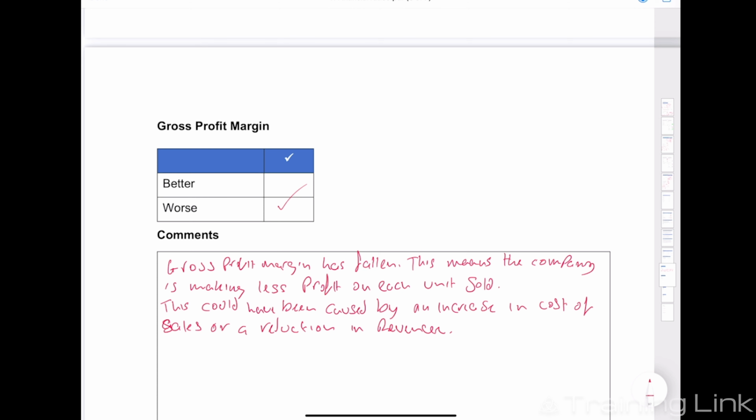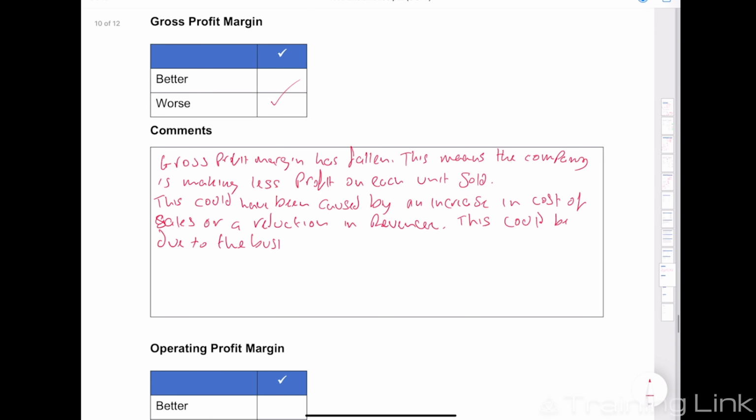So in terms of a reduction in revenue, think of a reason why that might have been. So it could be that we, or the business, so this could be due to the business decreasing selling prices to sell more units.